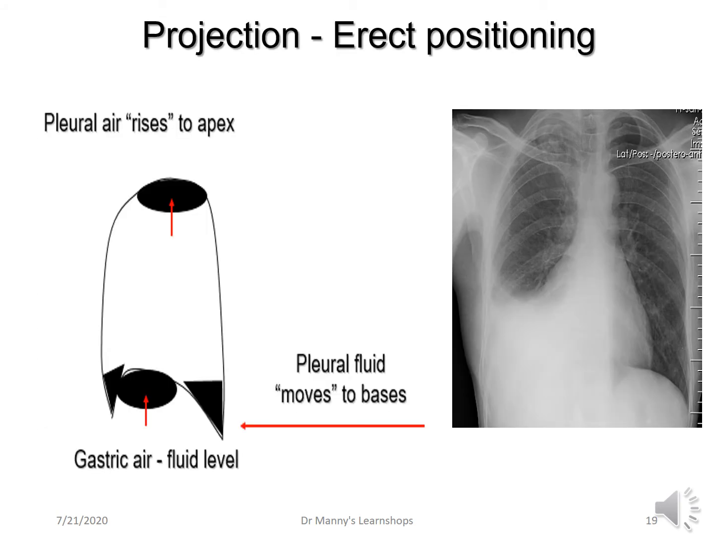Another component of projection is the erect position. And the erect position is a good position as well because if there's any free air in the pleura, it may rise to the apex and become visible. If there's any free fluid in the pleura, it can move to the bases and become more visible. If you want to identify whether the stomach is in the right place, then gastric air may be visible as well. So the erect position is a good position to take a chest X-ray in.